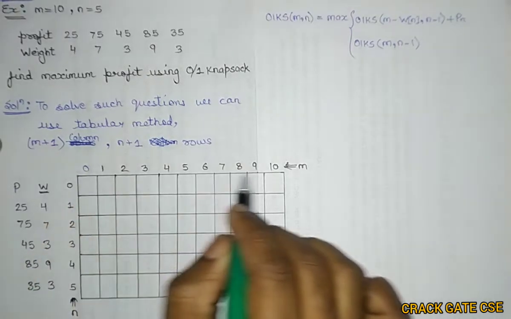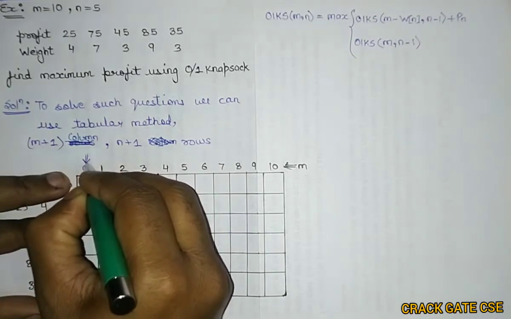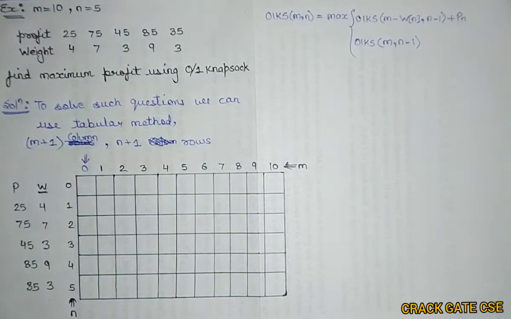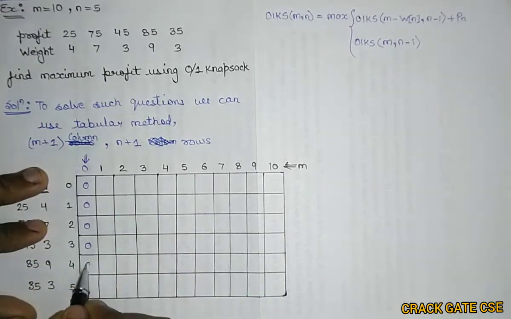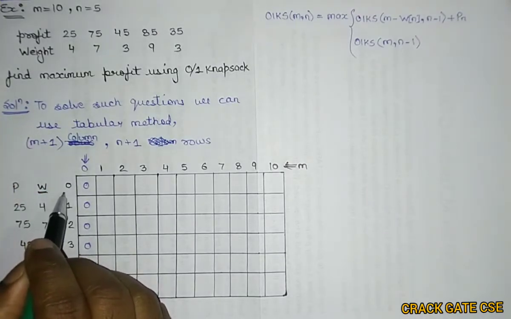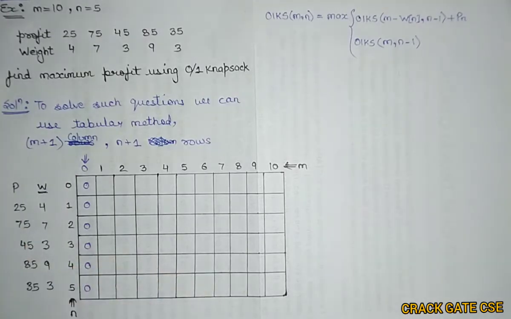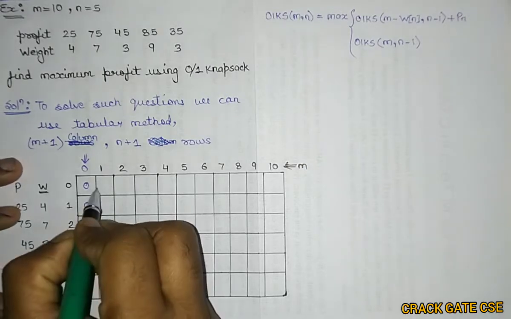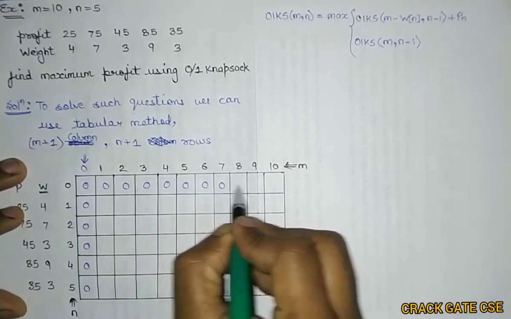These particular values represent the bag capacity. If the bag capacity is 0, you cannot get any profit. That means all these respective column values will be 0. Similarly, this 0 represents the number of objects. If it is 0, that means there is no object, and if there is no object you cannot place any object in your bag. In that case also the profit will be 0. So all the respective row values will be 0.